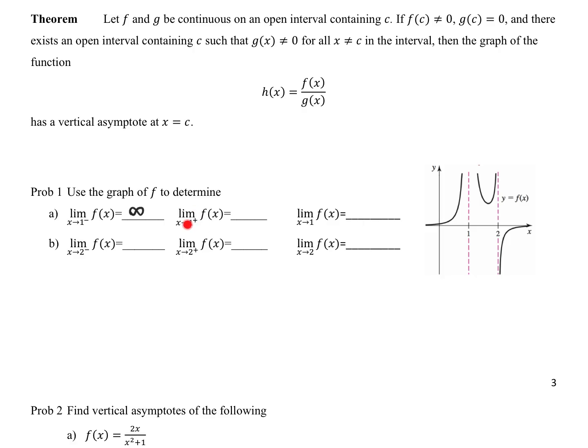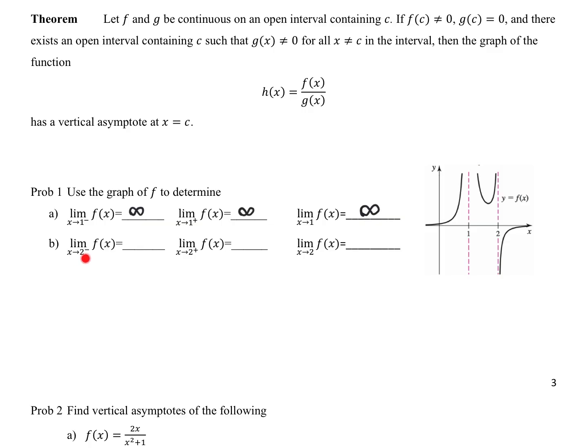And when x is approaching 1 from the right, we trace this function, and it's growing without bound also. So therefore, this is infinity as well. And because these two one-sided limits are approaching the same direction, we are going to say the limit when x is approaching 1 is infinity. Again, this doesn't mean the limit exists. It's just telling us that the function value is increasing without bound. It still means the limit doesn't exist.